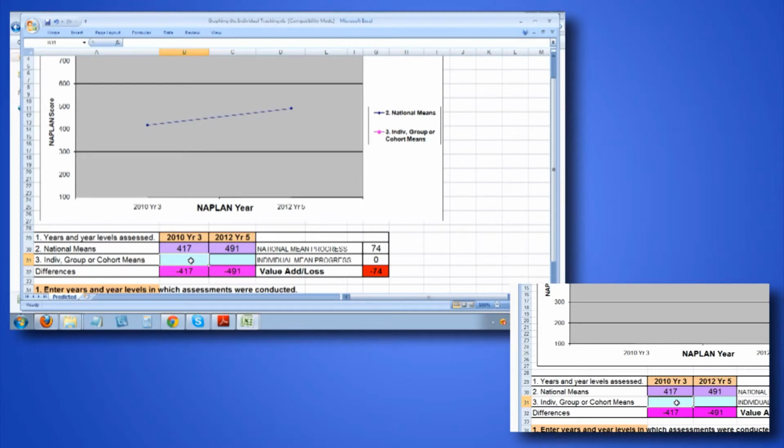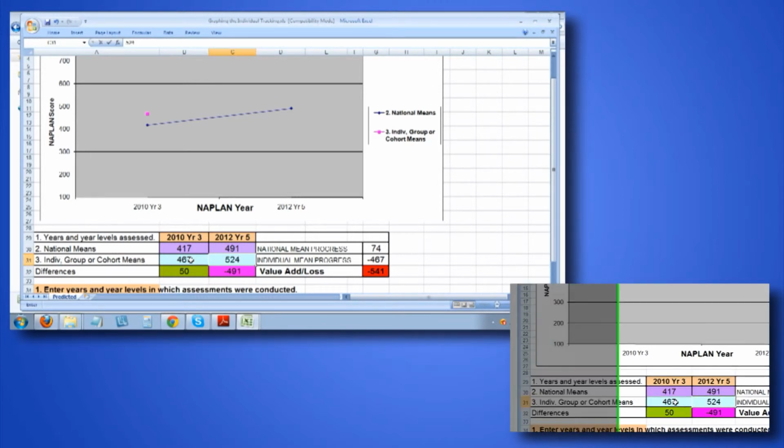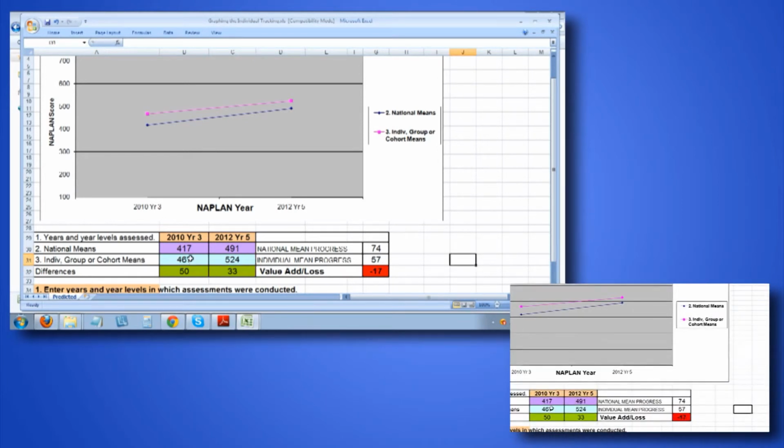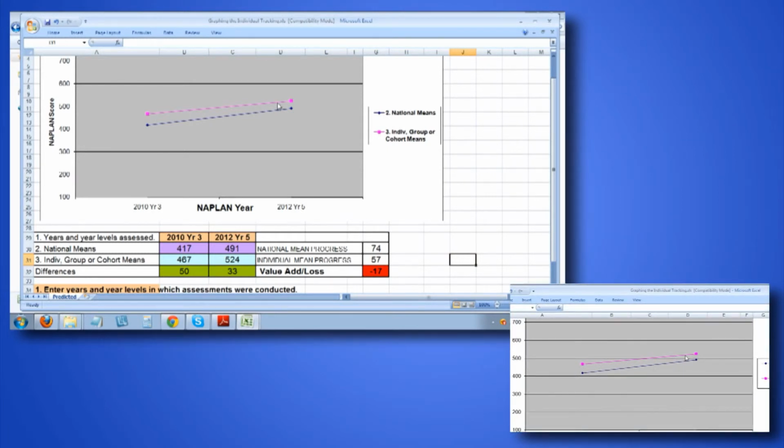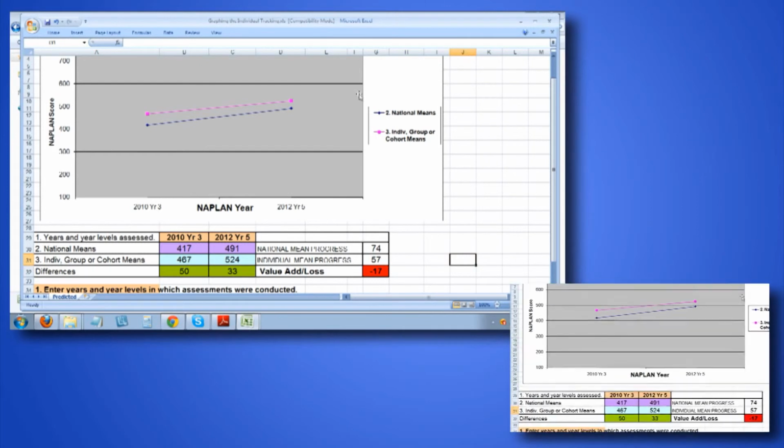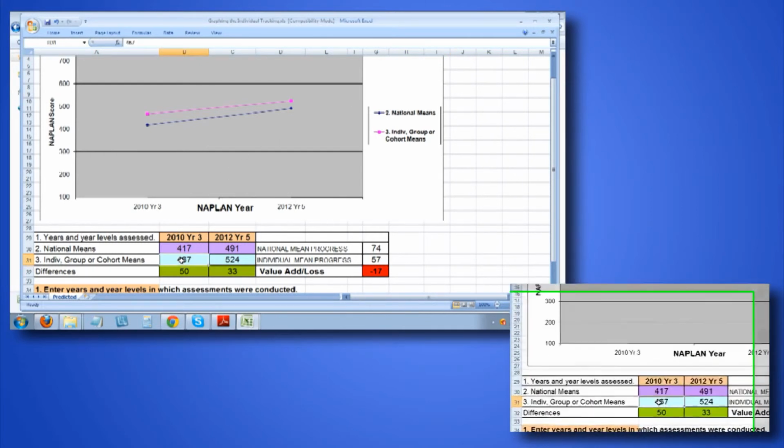Now we put in the NAPLAN score for the individual that we're looking at, and in this case we'll refer back to our young student named Holly, and in 2010 she scored 467, and in 2012 she scored 524. What we're looking at here is the gap, or about approximately 50 points there, and how it's now getting closer to the national mean. And we can only hope that we can arrest that and keep it away from the national mean in Year 7.